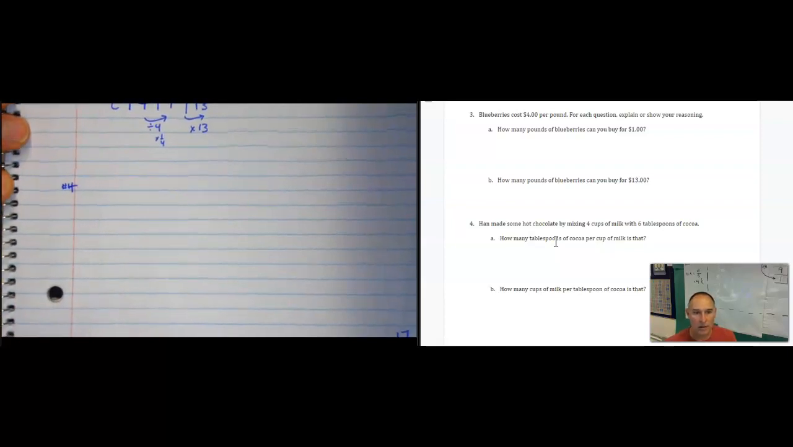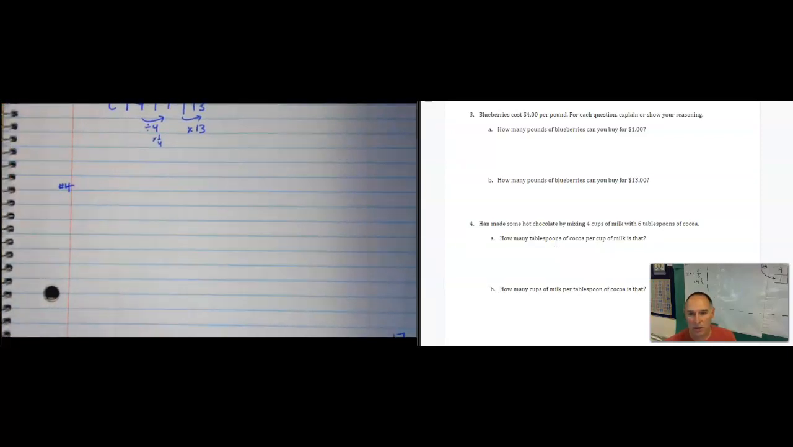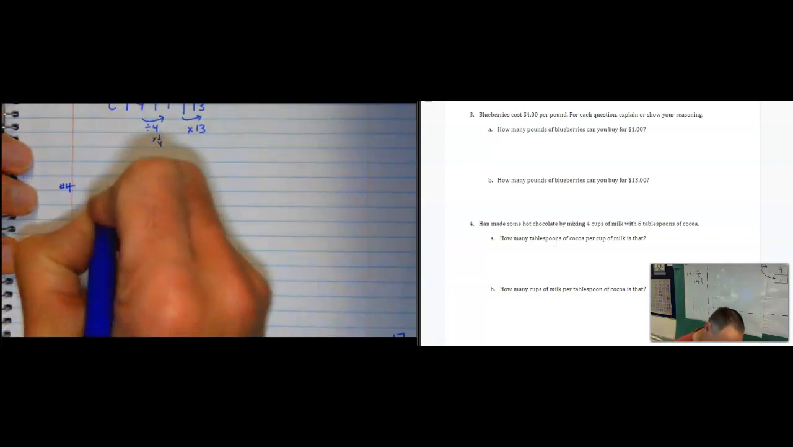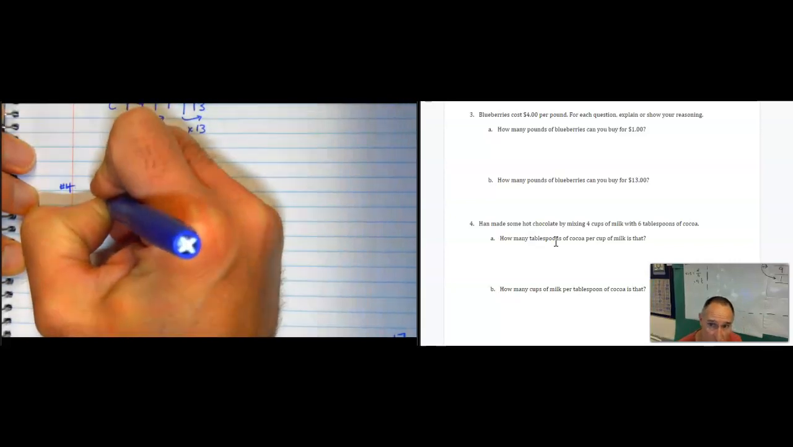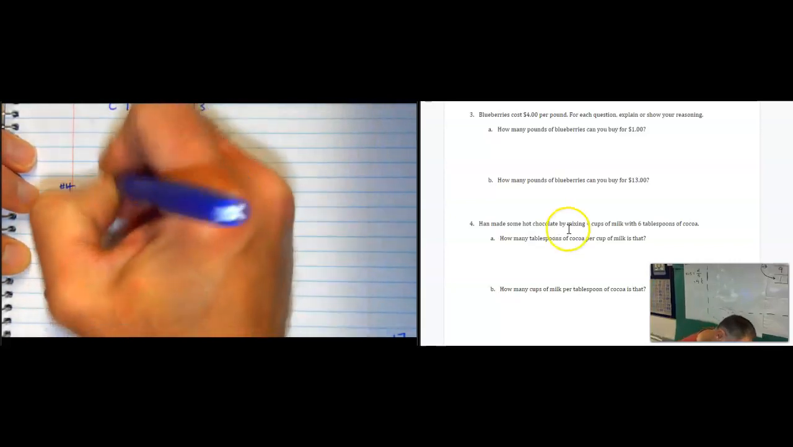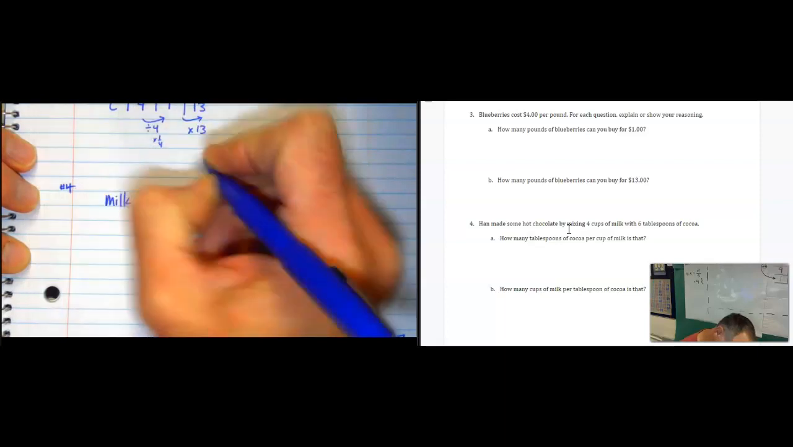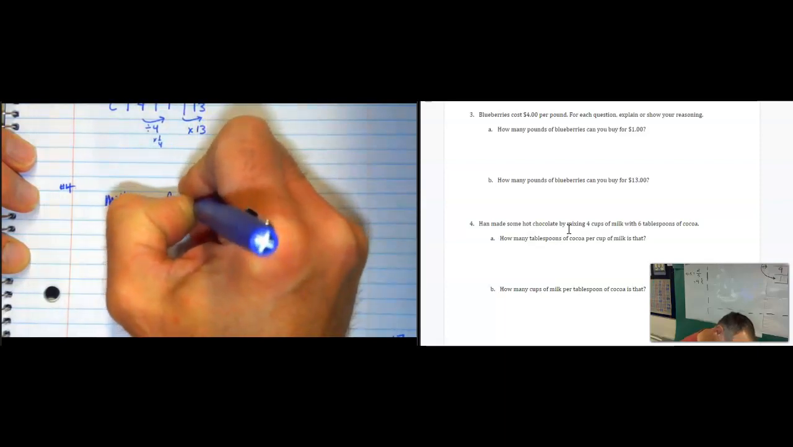So for this one, I know that I have this hot chocolate mix. And I'm going to set this one up in a table. And so I'm going to start with the 4 cups of milk and 6 tablespoons of cocoa. I'm starting with that because that is what I know, because that's what the problem tells me. Okay? So I'm going to set that up first. So what I have here is cocoa and milk. So I'm going to set it up like this, milk and cocoa.